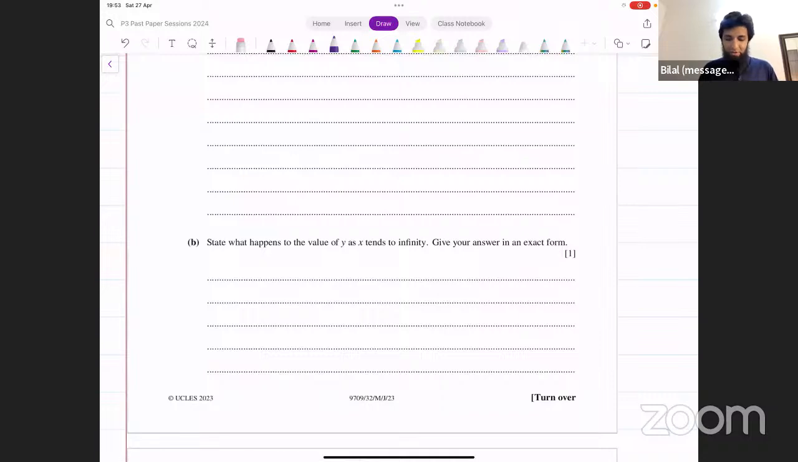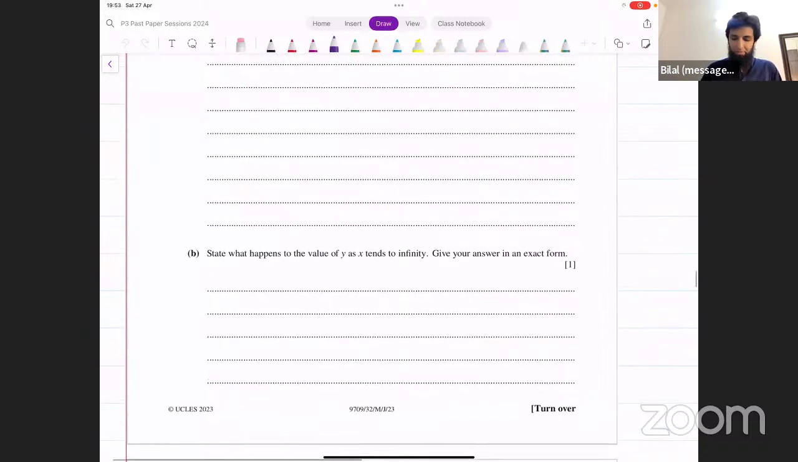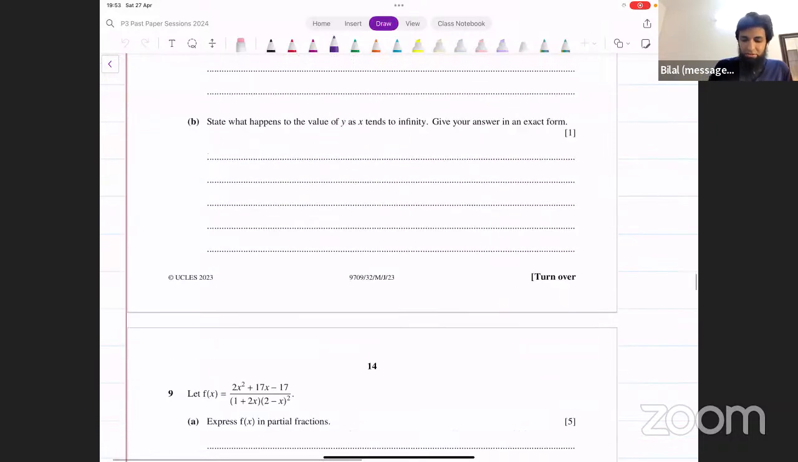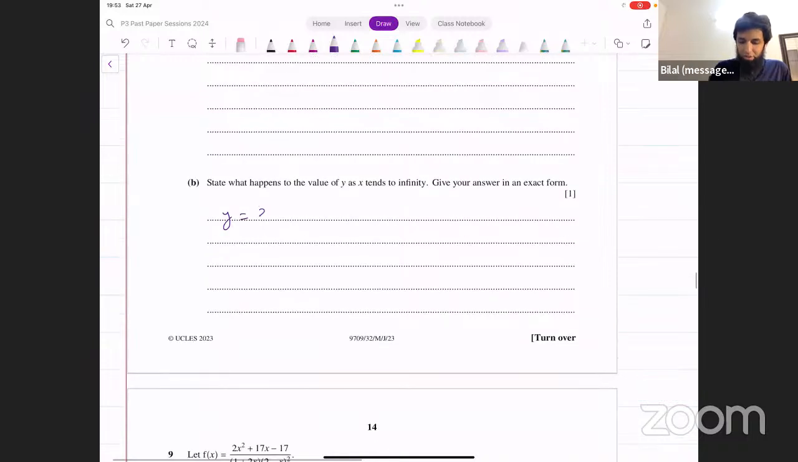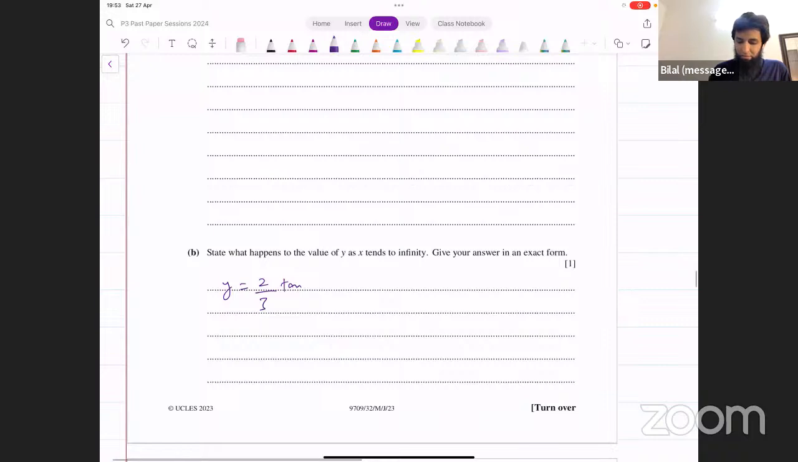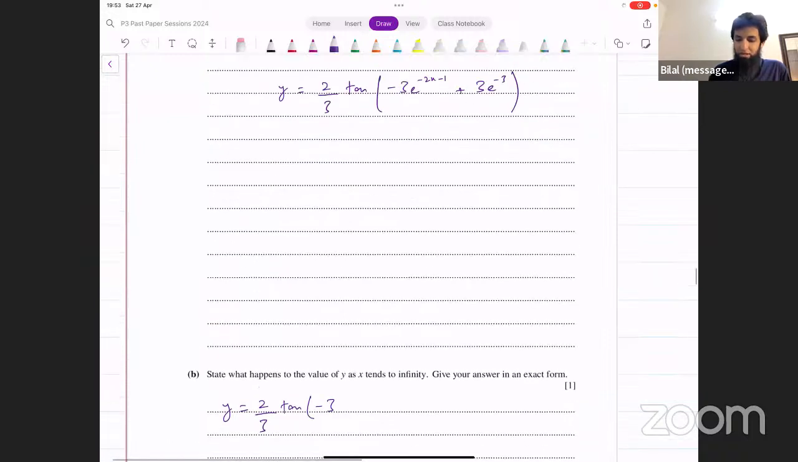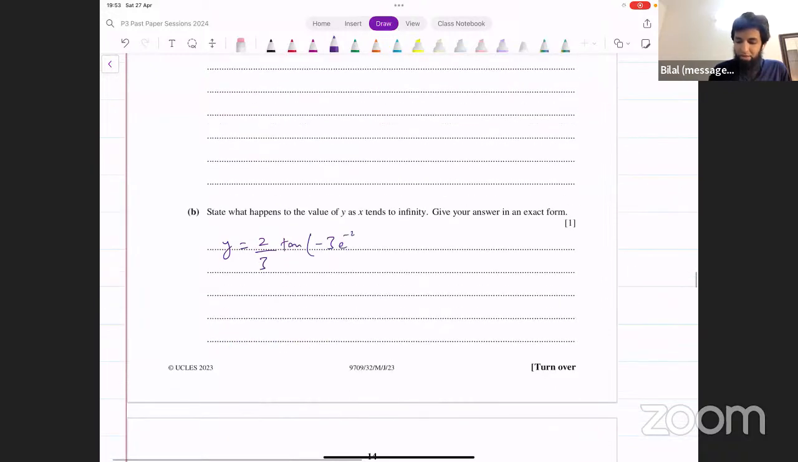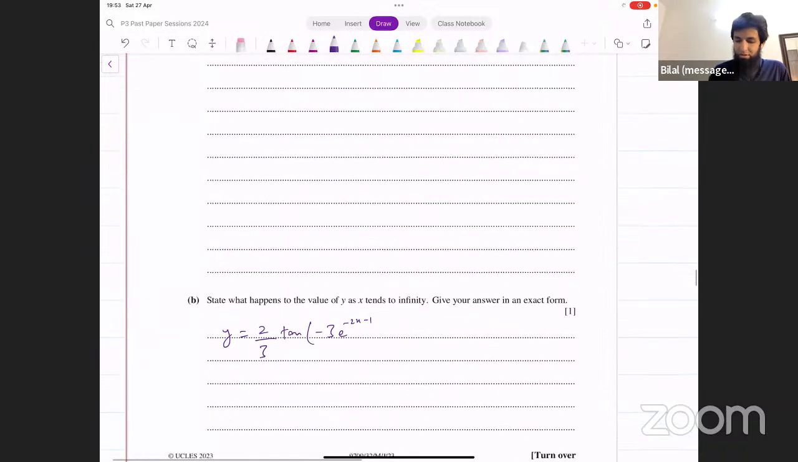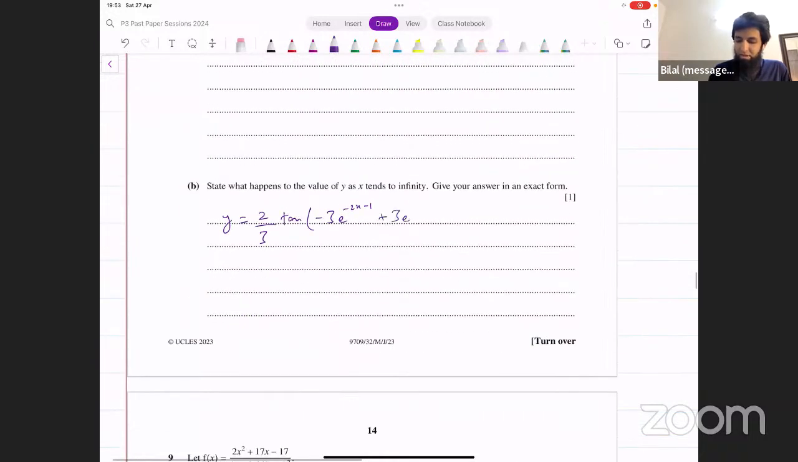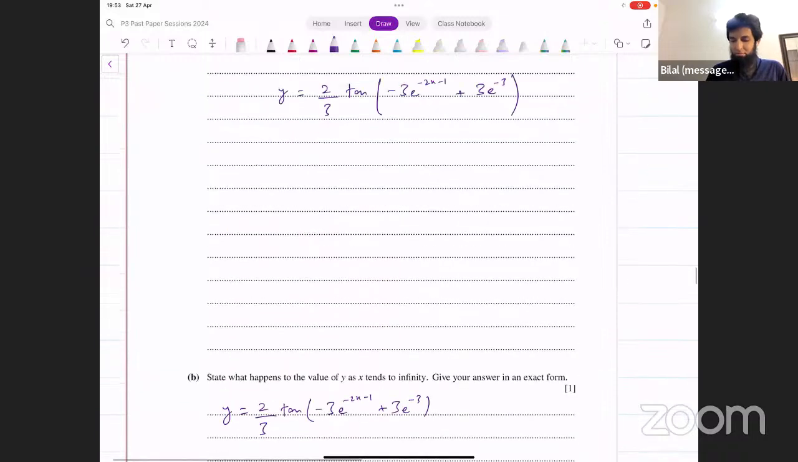It says state what happens to the value of y as x tends to infinity. Give your answer in an exact form. Okay. Now let's think about this. So it says y equals 2 over 3 into tan of minus 3 e raised to power minus 2x minus 1 plus 3 e raised to power minus 3.